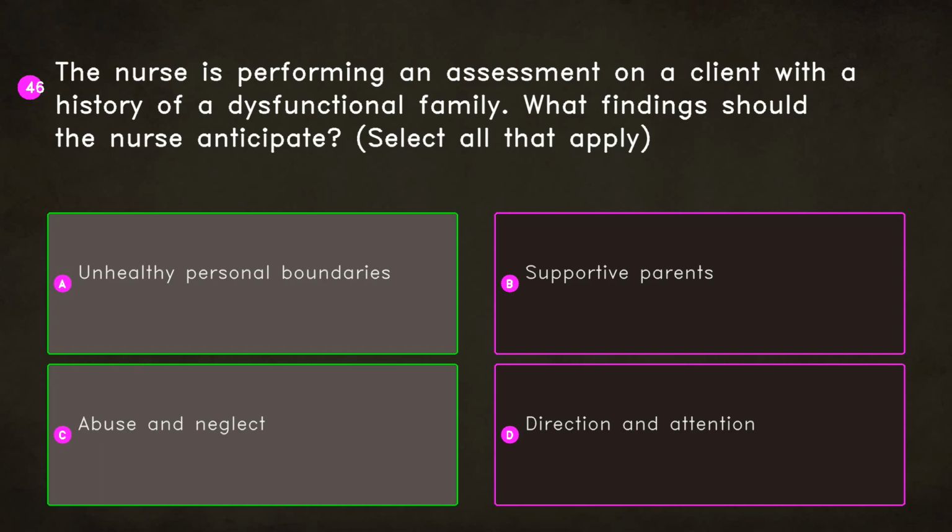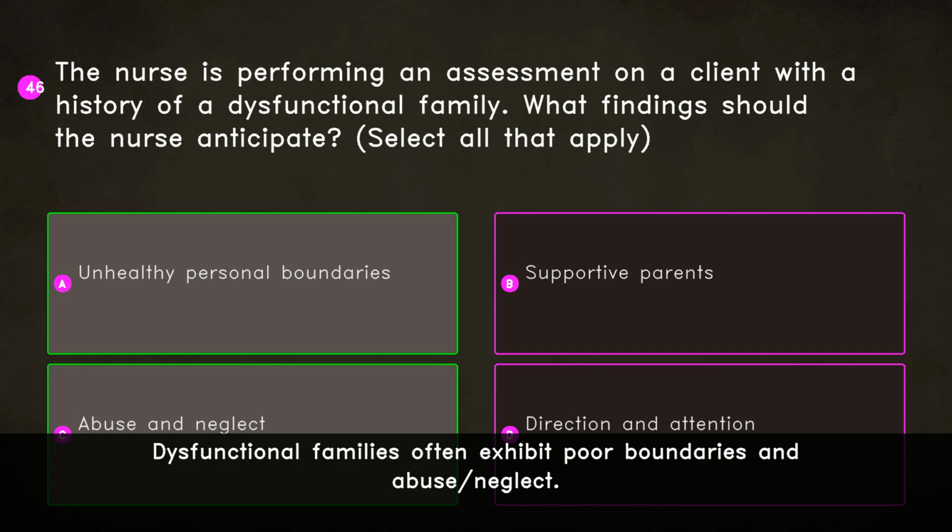The correct answer is unhealthy personal boundaries and abuse and neglect. Dysfunctional families often exhibit poor boundaries and abuse/neglect.